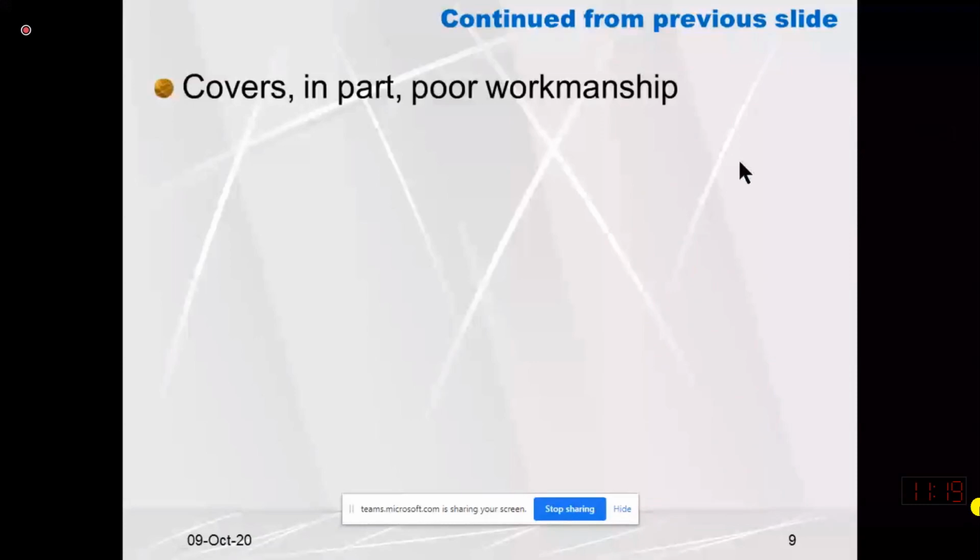Also poor workmanship, that maybe the structure is not properly welded, connections are not properly designed. So if there is any deficiency, that can be covered with factor of safety.